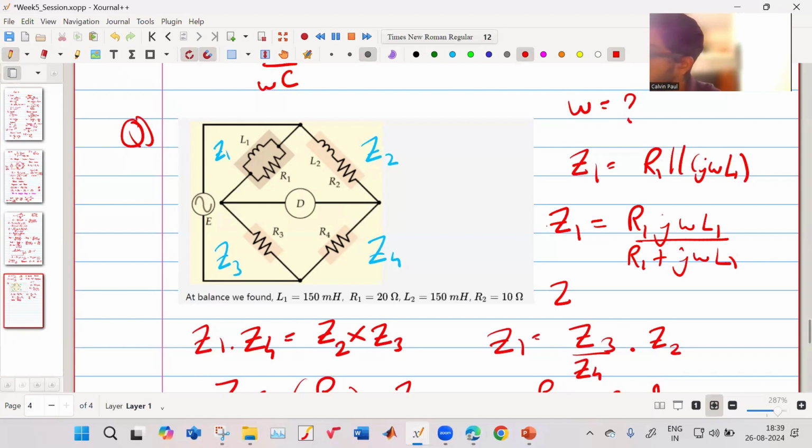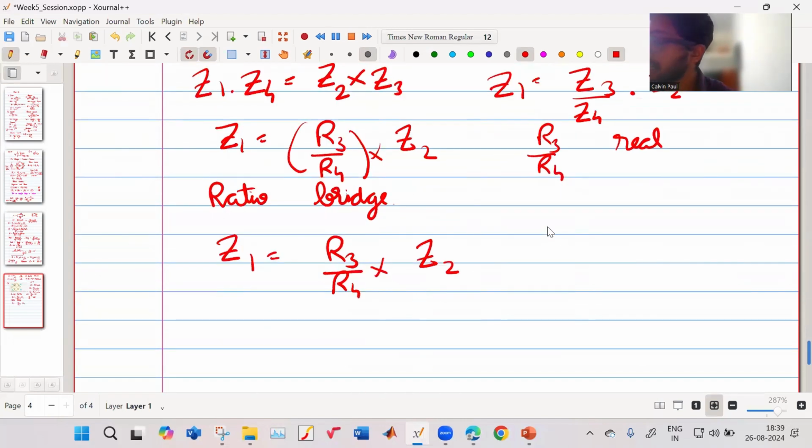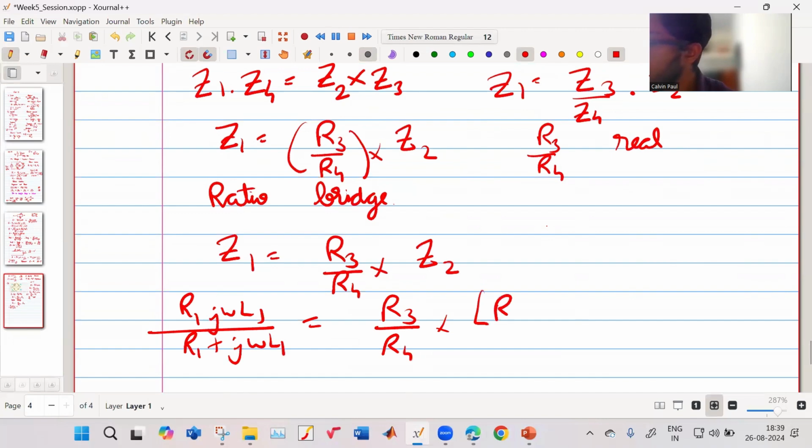What is the Z2? Z2 is equal to R2 plus j omega L2. We know Z1 is equal to R3 upon R4 into Z2. So Z1, R1 j omega L1 upon R1 plus j omega L1, is equal to R3 upon R4 into R2 plus j omega L2. Now what should we do?